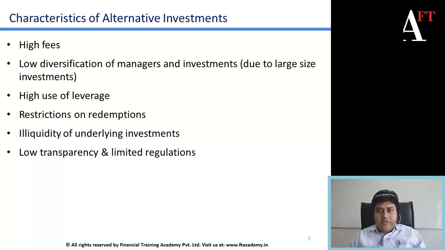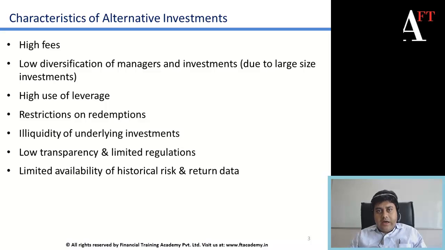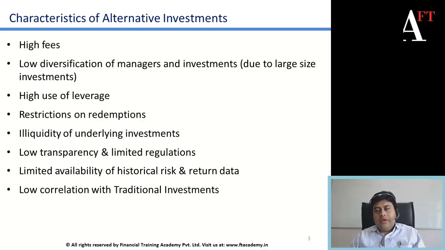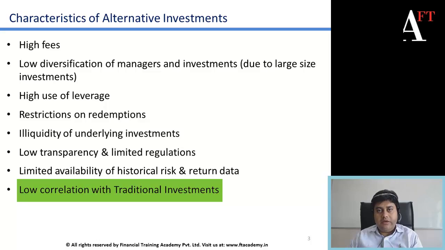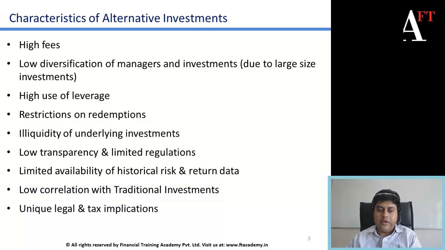Also, there is low transparency and limited regulation that applies to these alternative investments. And since these are recently evolved types of investments, there is limited availability of historical risk and return data for an investor or an analyst to analyze. But it has been observed that these alternative investments have very low correlation to the traditional investments, meaning that if the traditional investments are increasing in value, typically the alternative investments are not increasing in value by the same factor, or in fact going in the opposite direction, and vice versa. That relates to the lower correlation with the traditional investments. And the last point is that alternative investments are subject to unique tax and legal implications in the various geographies as well.